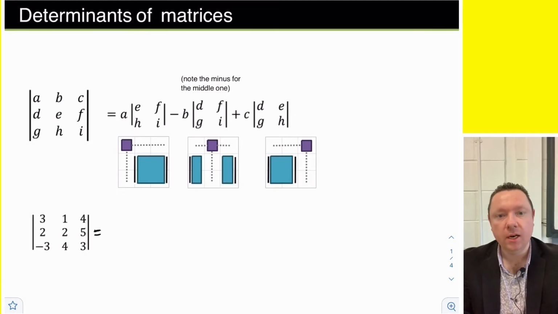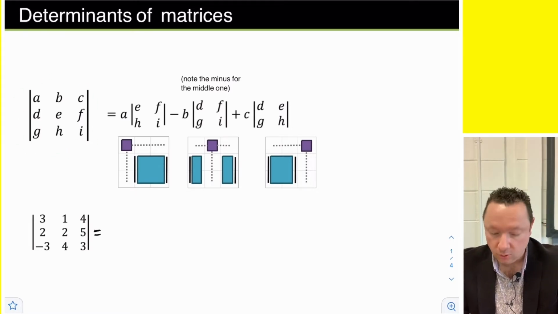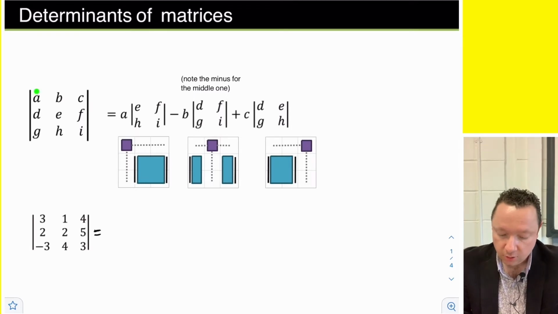Today we're going to be looking at the determinant of a 3x3 matrix. Let's just jump straight into this. If we have a 3x3 matrix here, to find the determinant, you do the first element A times the determinant of this 2x2 matrix. How you get that is you delete the column and the row that is in A.